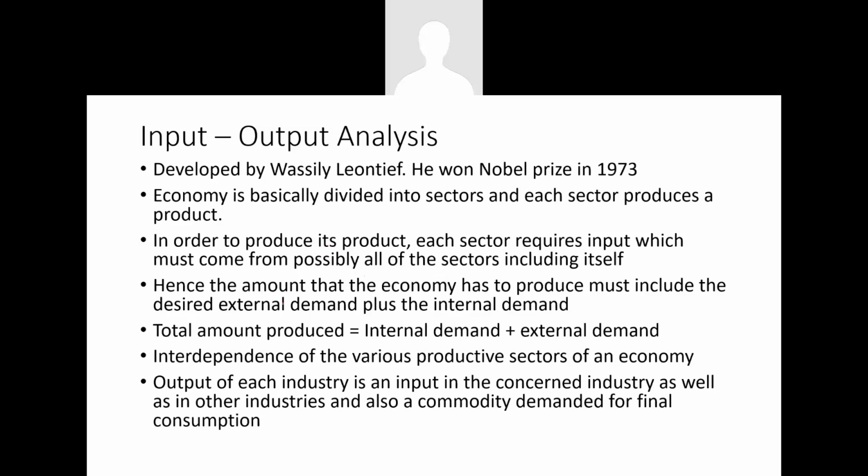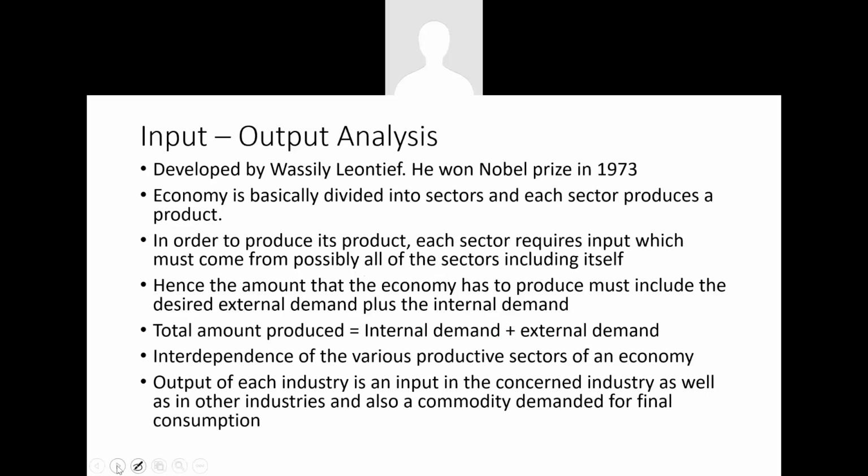Now, the total output produced is distributed in two ways. One, it is to meet the internal demand, that is, it goes as input into that very sector which produces that product, and it is also going as inputs in the production of various other products of the other sectors. So that constitutes the internal demand. Apart from that, there is also an external consumption demand. So the total output produced by each sector goes to satisfy both internal demand and also external demand.